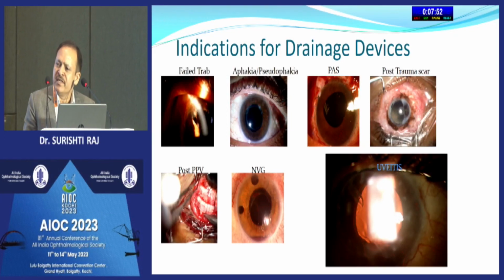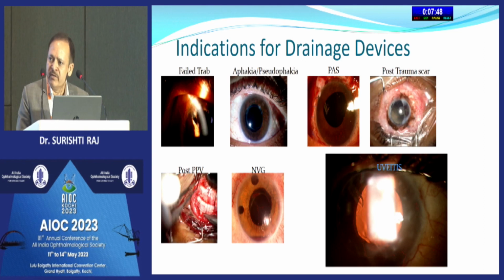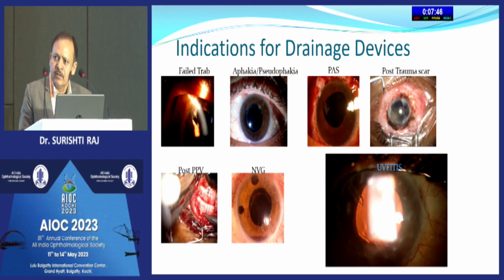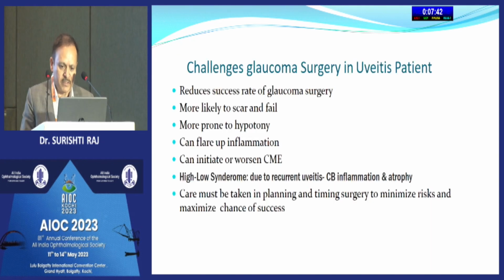So I'll be talking about GDD of choice in refractory uveitic glaucoma. These are the various indications for drainage devices. Today I'll be talking about uveitic glaucoma. Apart from this, it can be done as a primary stent also.